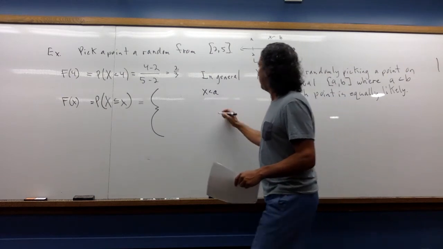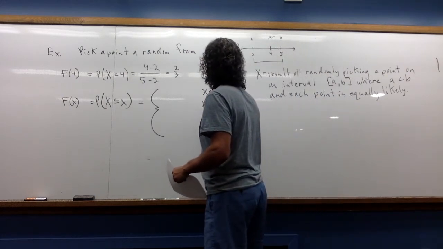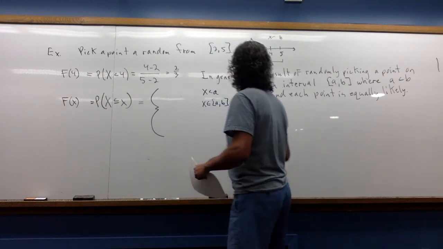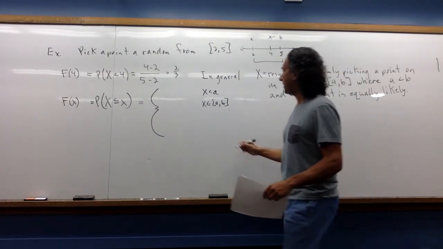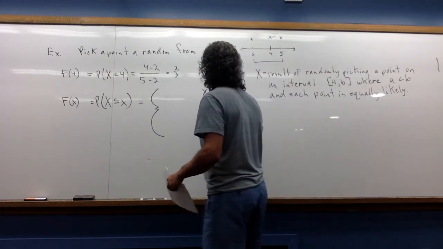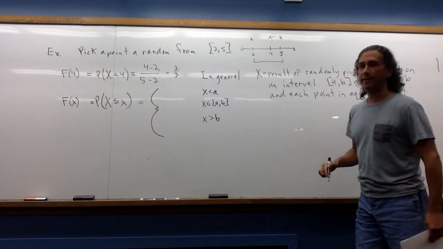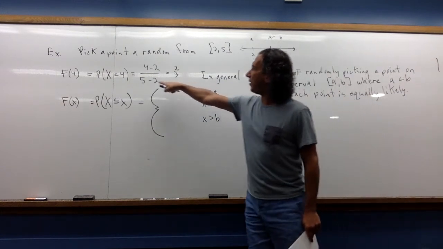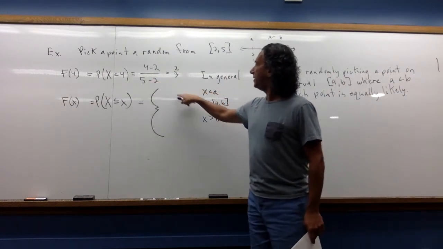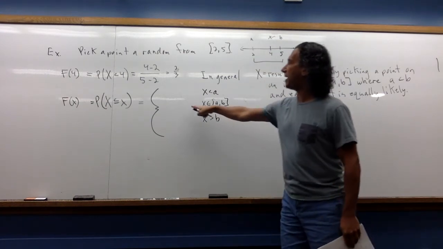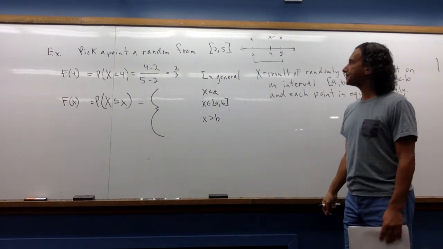In case 2, x is contained in the interval A to B. And in case 3, x is bigger than b. You'll see why we need to case it out in just a second. But the one that we looked at already, see if you can come up with the middle guy based on what we did there.